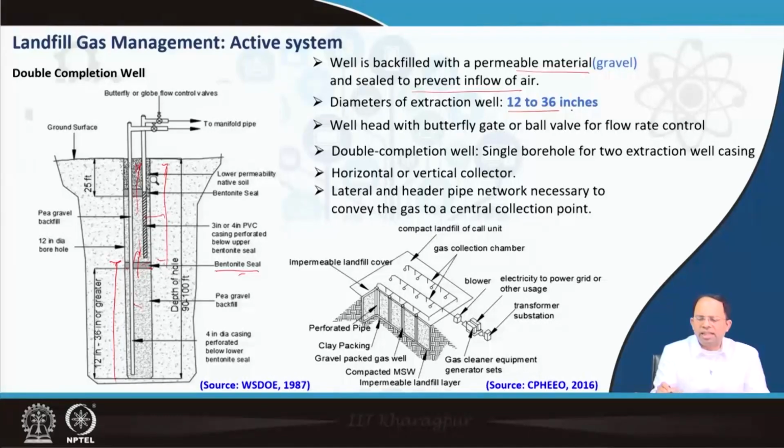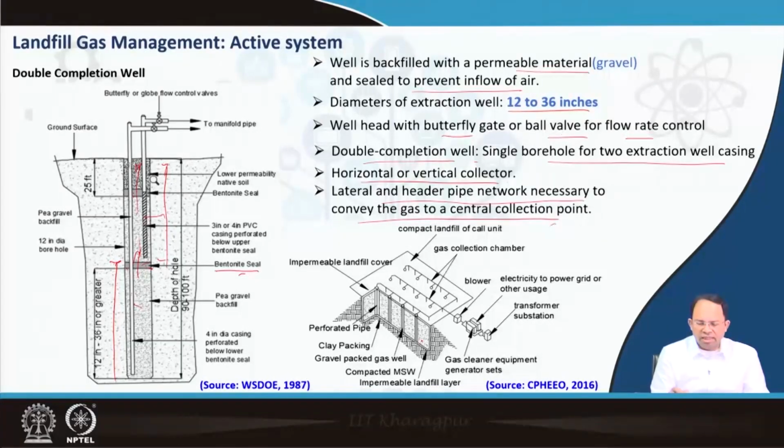Diameters of extraction wells range from 12 to 36 inches. The well head has a butterfly valve or a ball valve so that we can control the flow rate of gas. And in a double completion well, a single borehole can be utilized for two extraction well casings. So we can use a single well for these two pipes. It could have a horizontal or a vertical collector network of pipelines, a lateral and header pipe network necessary to convey the gas to a central collection point.